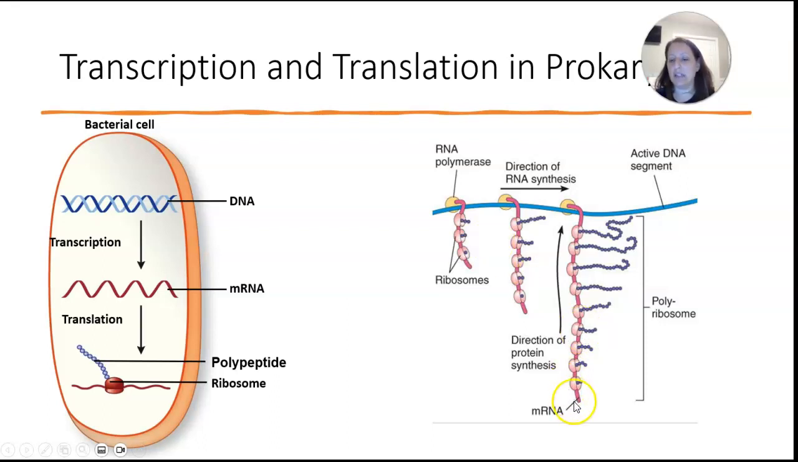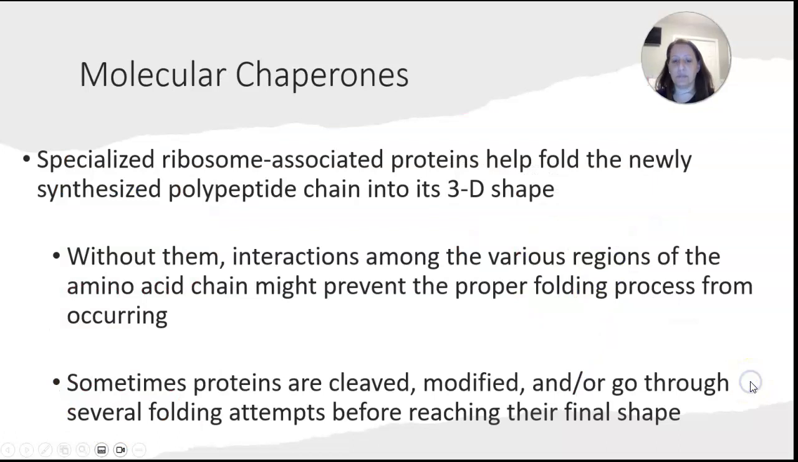And so again, a polyribosome is when you have an mRNA transcript that's being read by multiple ribosomes at the same time. Look at all the proteins that are being produced all at the same time from the same mRNA molecule. It makes it a very efficient process.